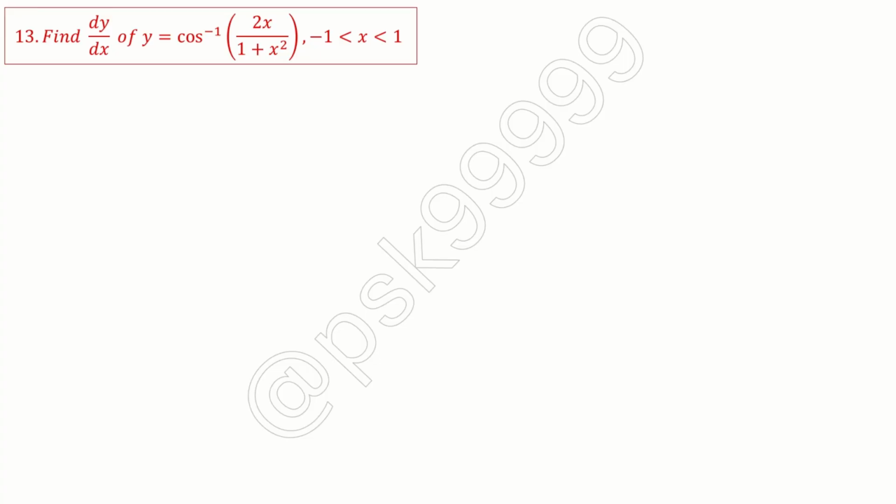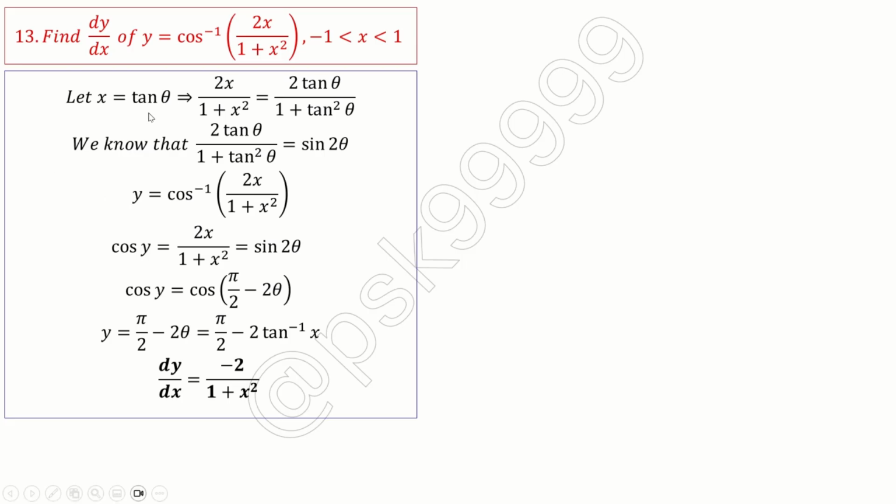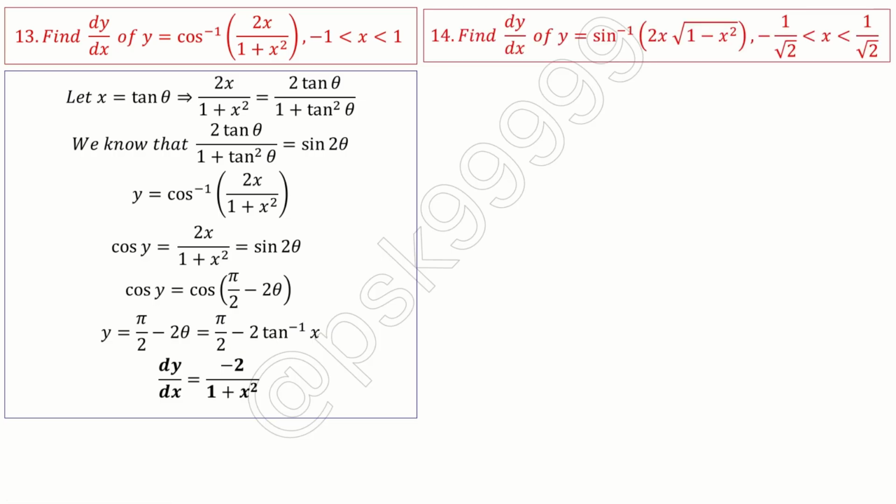Next, y equals cos inverse of 2x by 1 plus x square. We know if x is tan theta, 2x by 1 plus x square becomes sine 2 theta. So cos y equals sine 2 theta. Sine 2 theta I will write as cos of pi by 2 minus 2 theta. So y equals pi by 2 minus 2 theta, or pi by 2 minus 2 tan inverse x. dy by dx is nothing but minus 2 by 1 plus x square. Only the differentiation of tan inverse of x I will do. That's all.